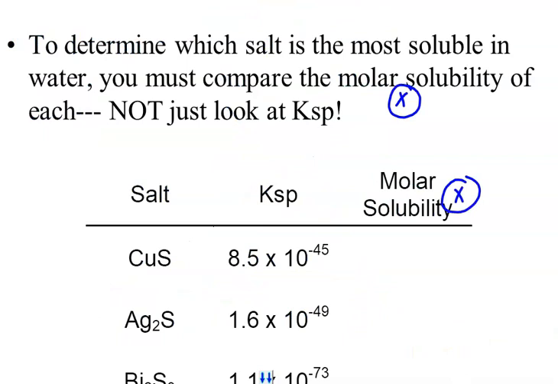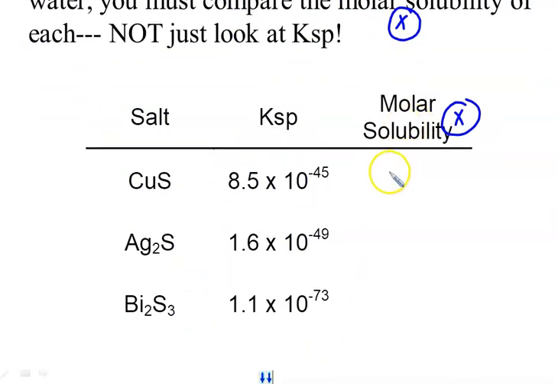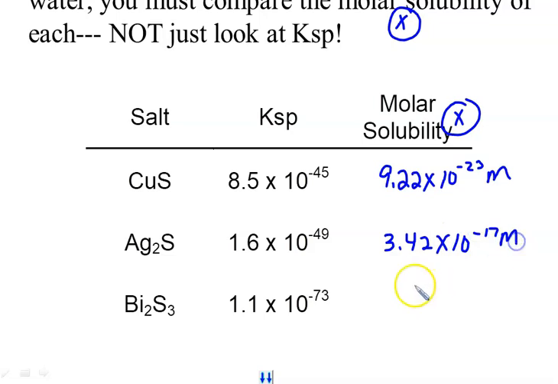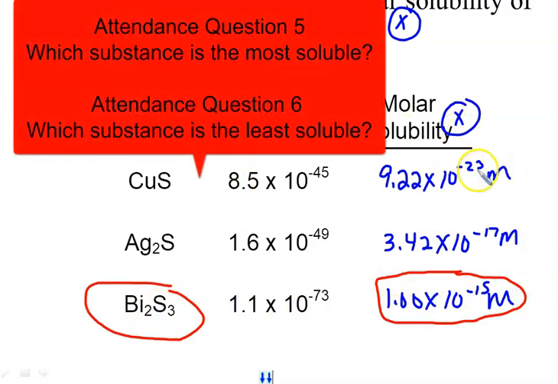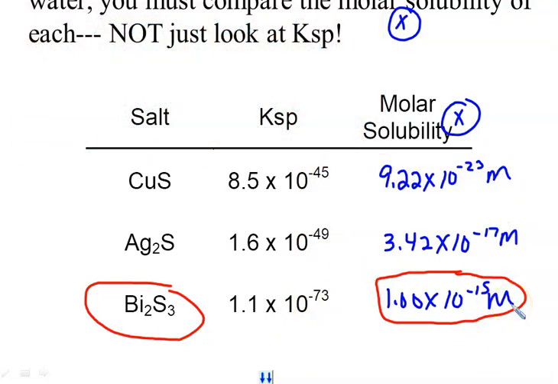So let's go back to our chart and let's fill that in. So we had a 9.22 times 10 to the 23rd molar solubility, 3.42 times 10 to the negative 17, and a 1.00 times 10 to the negative 15. So looking at the molar solubility, the amount of moles that will dissolve, this is the larger number here, the larger molarity. So this one is actually, believe it or not, the most soluble. That one up there is the least soluble. So you can't tell by looking at Ksp. You actually have to find x for each one of those.